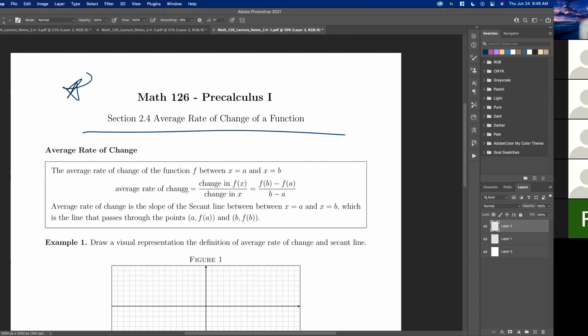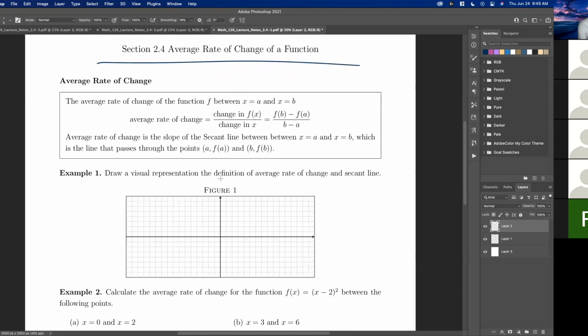So let's do this. The average rate of change is the change in f over the change in x. Notice this is a lot like your slope, the rise over the run, right? So the change in f over the change in x, or f of b minus f of a over b minus a. Once again, if you switch which way you go, it ends up being the same. The average rate of change is the slope of the secant line between a and b, where the line passes through (a, f of a) and (b, f of b).